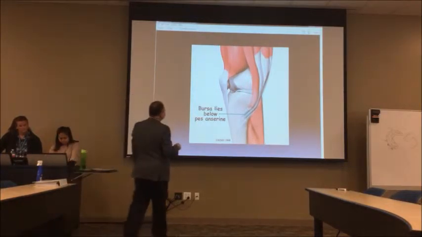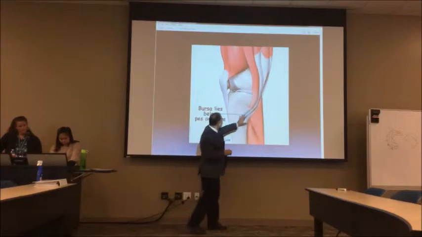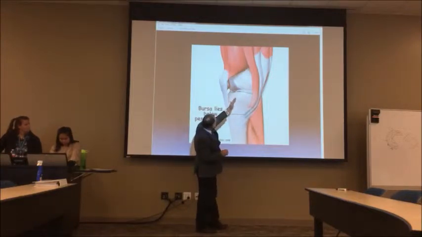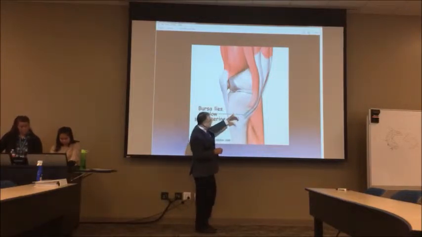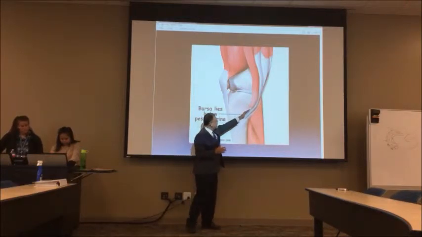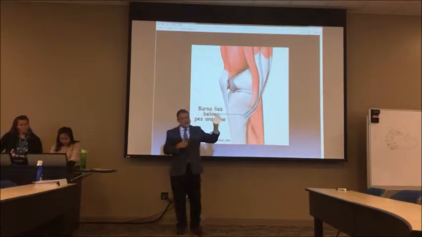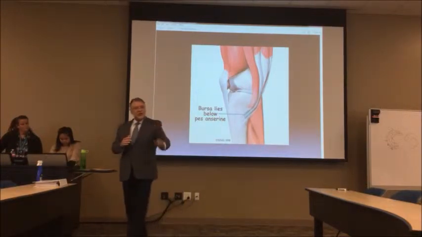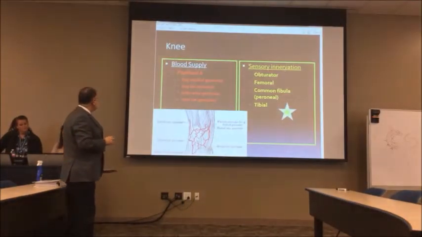The one that's directly related with the pes anserinus, remember the most superficial, or the superior one, is going to be the sartorius. Then you're going to have two more, the semitendinosus and the gracilis, and that's a conjoint tendon.